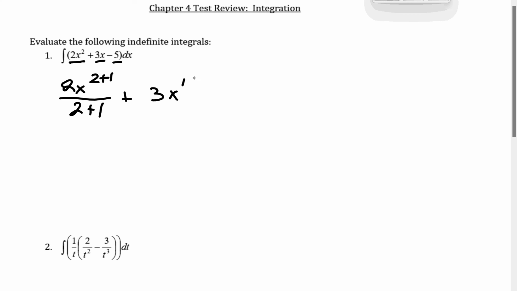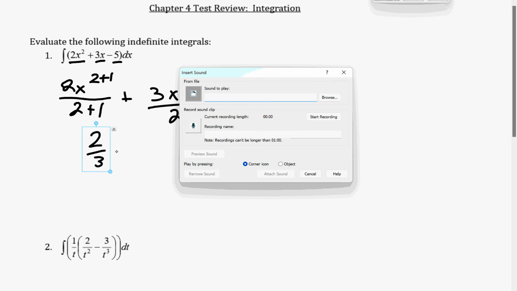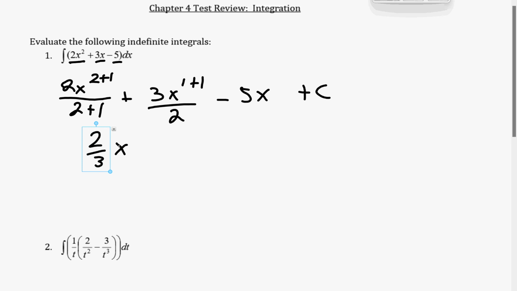This will be x to the first. So divide by that new exponent, and then add the x on that one, and then add a c at the end, right? So just reduce this 2/3. You can leave it, oops, you can leave that as a fraction there. 3 halves, 2 minus 5x, and then plus c.